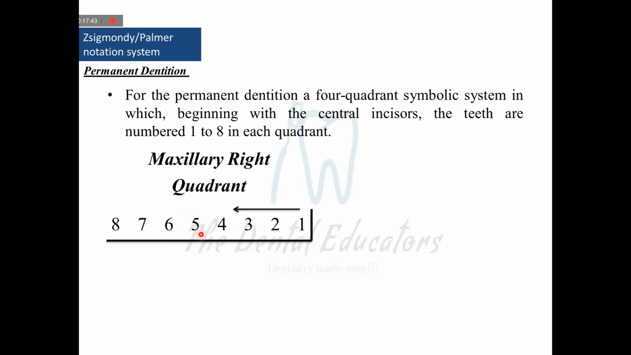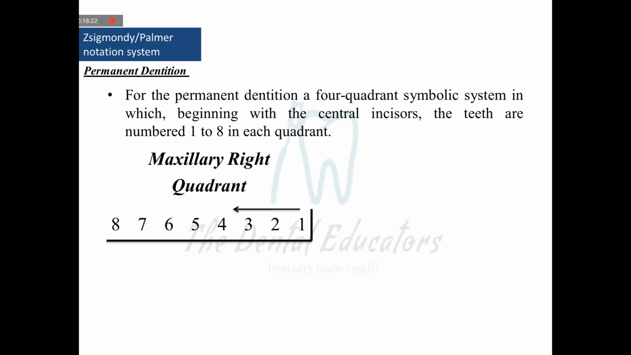Now the sixth tooth from the midline is the first permanent molar. The seventh tooth from the midline is the second permanent molar, and lastly the last tooth in the maxillary right quadrant is the third molar. So we don't have any deciduous teeth which we label in the form of letters. We just label all the permanent teeth in the form of numbers. Now again, counting from the midline, we go away from the midline from the central incisor to the third molar.